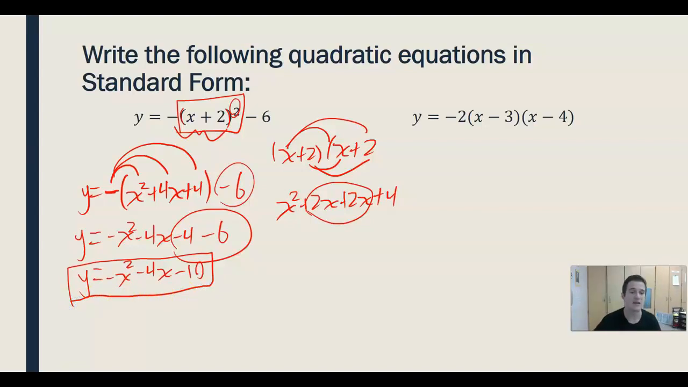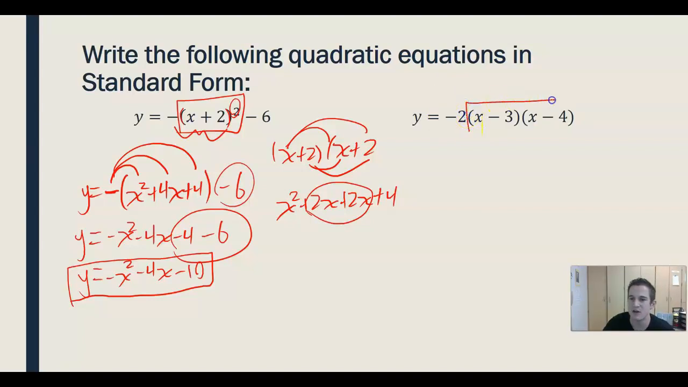Now in this form I could potentially convert it to factored form, or I could convert it back into vertex form, whatever was necessary, depending on what I wanted to find or what I was asked for. I could manipulate that form into whatever other form I needed. Okay, here, I'm going to go ahead and multiply all these together.